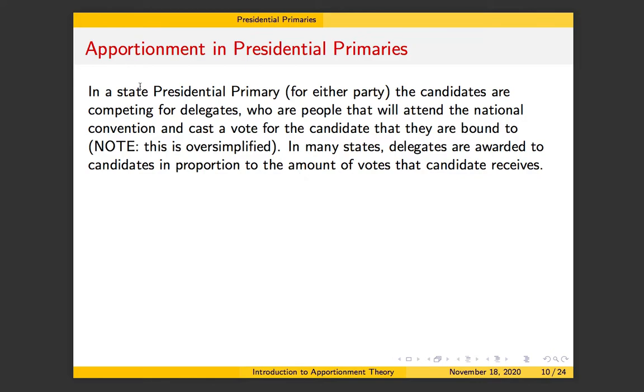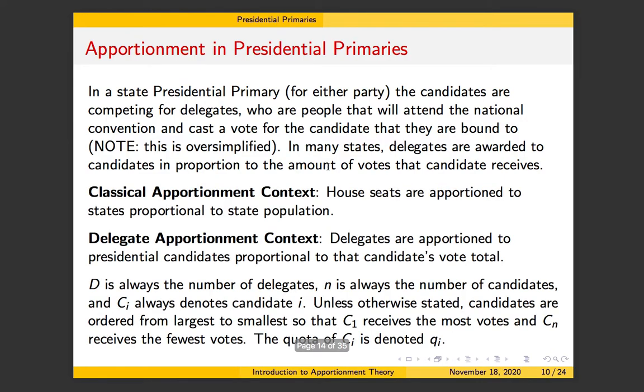Now, in a given state primary, so in the Iowa caucus, in the New Hampshire primary, whatever, there are a certain number of delegates to be handed out, and they are awarded to candidates in proportion to their vote totals. Okay, so this is an apportionment problem where the context has changed, but it's the same idea.